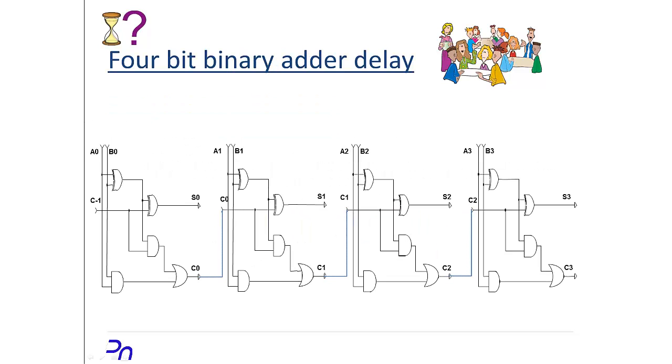You have to calculate the delay to get the last carry out, this one, and the bad news is that it isn't 9 multiplied by 4. When you get the last S3, you have the complete addition. Okay, good luck.